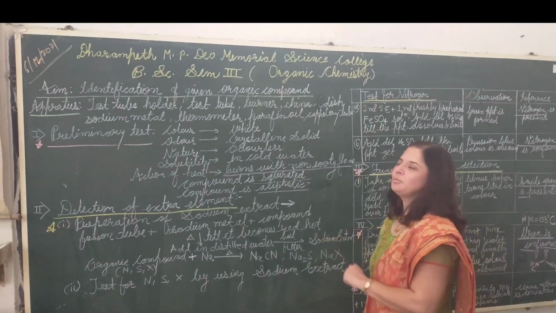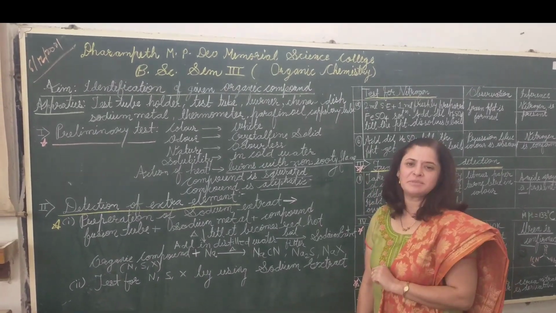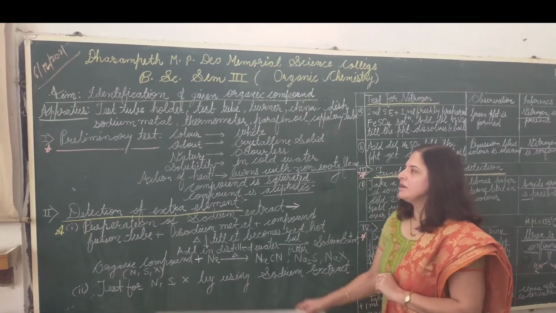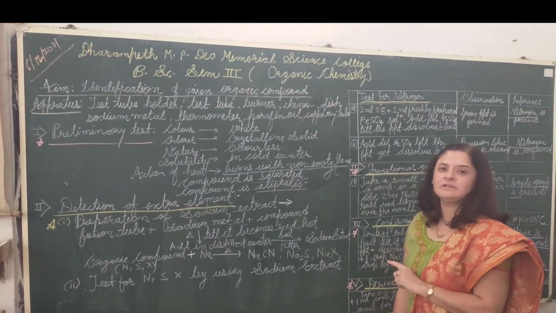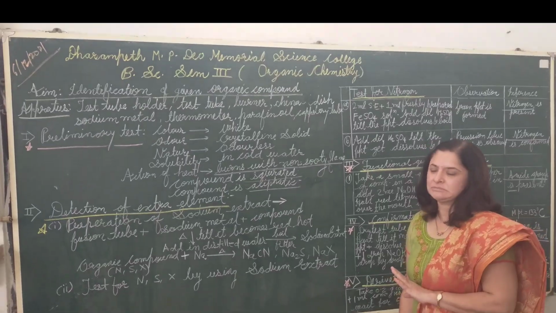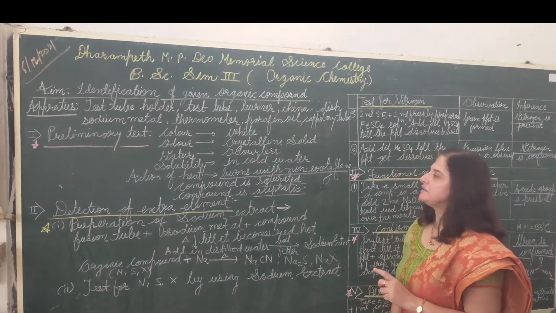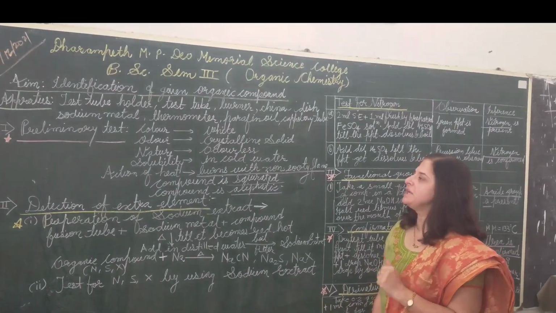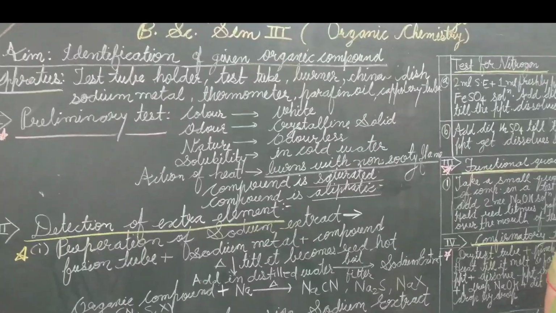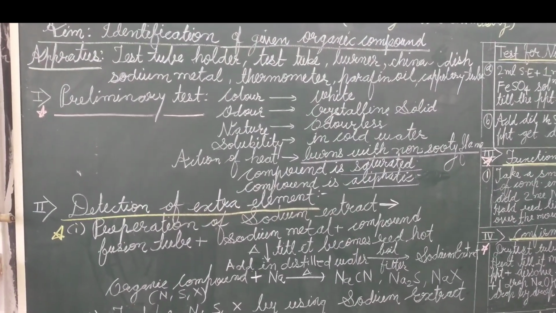Today we are going to perform an experiment of BSc Sem 3, an organic chemistry practical. The aim of our experiment is identification of a given unknown organic compound. The apparatus required in this experiment are the test tube holder, burner, china dish, sodium metal pieces, thermometer, paraffin oil, capillary tube, etc.